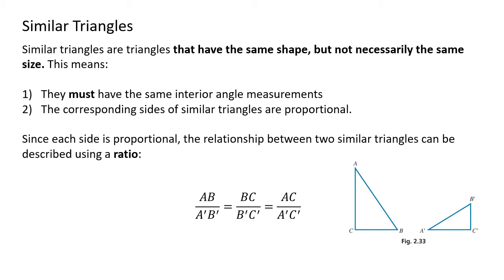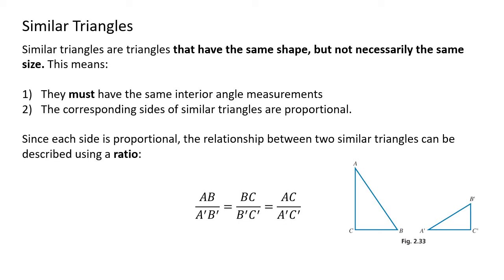The last concept I want to talk about: we talked about different types of triangles, and different points, including altitudes, areas, and perimeters. Now I want to talk about a concept called similar triangles. Similar triangles are triangles that have the same shape, but not necessarily the same size. In other words, one might be scaled up and larger than the other one.